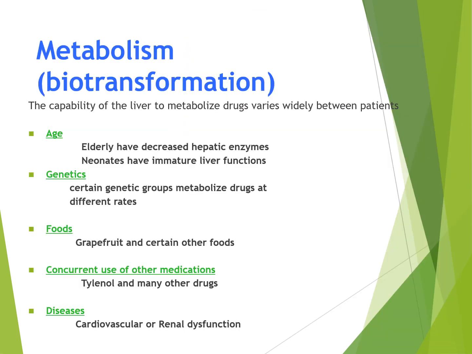Metabolism, or biotransformation, is a capability of the liver to metabolize drugs, and that varies widely between patients, right? So we look at different factors: age, genetics, foods, concurrent use of other medications, and diseases, right? The elderly have decreased hepatic enzymes, and neonates have immature liver function. Genetics, of course, plays a key role in seeing what drugs can be metabolized, and they are usually metabolized at different rates if there's a genetic predisposition to a certain group.